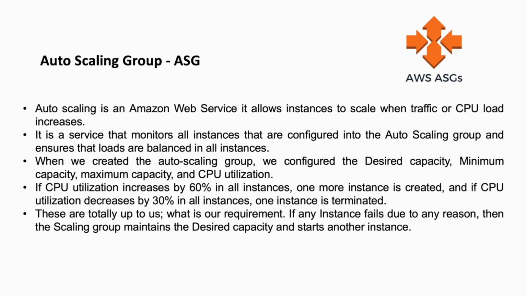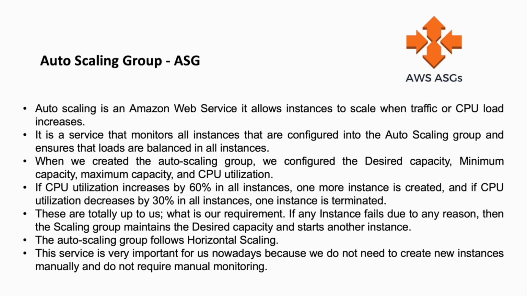These are totally up to us. What is our requirement? If any instance fails due to any reason, then the scaling group maintains the desired capacity and starts another instance. The auto scaling group follows horizontal scaling. This service is very important for us nowadays because we do not need to create any new instance manually and do not require manual monitoring.